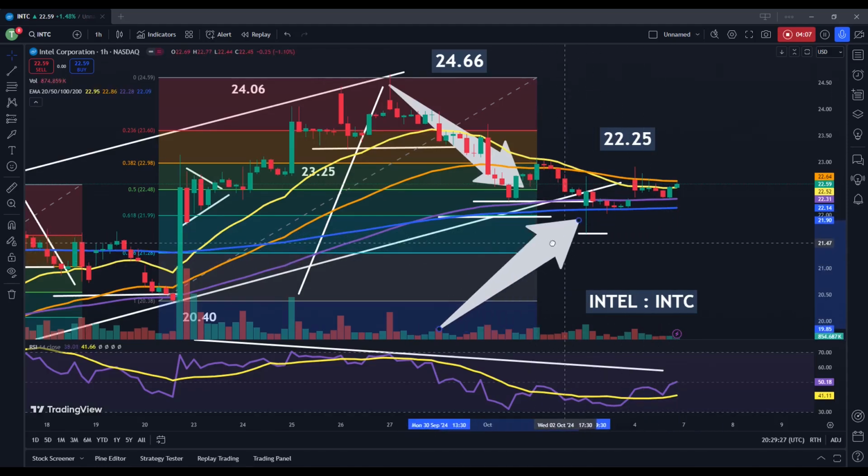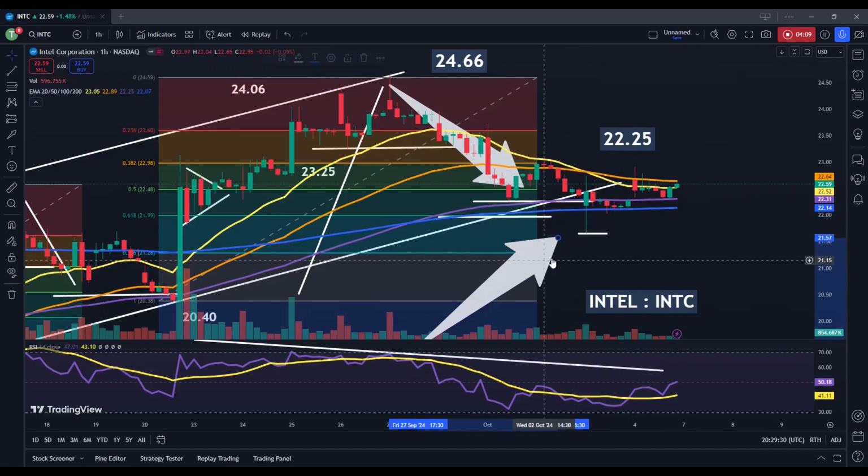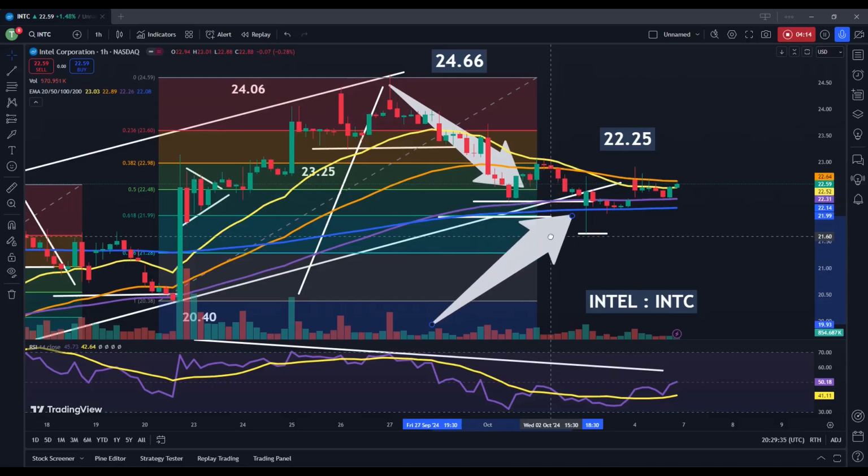The next one would be this flatlining blue line here, which is that 200-hour exponential moving average. It's also the bottom of the exponential moving average cluster.